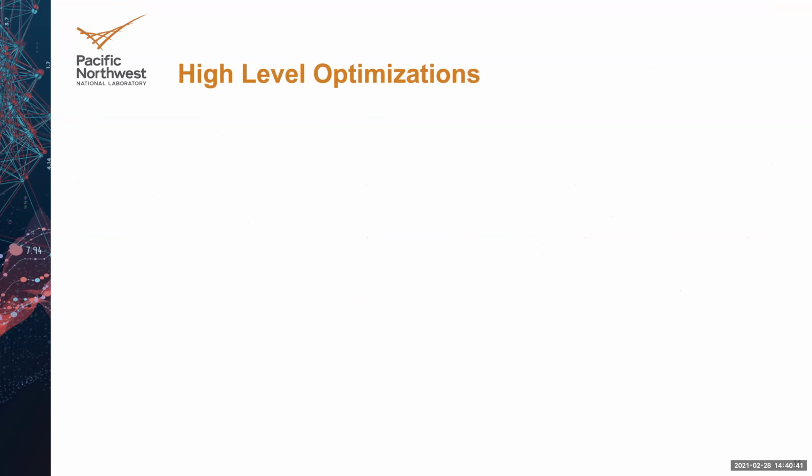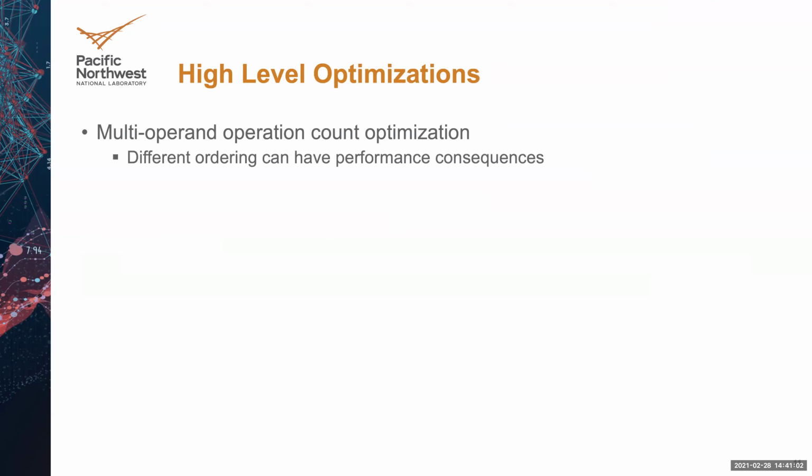After this formulation, we also leverage several high-level optimizations. Since we are targeting NWChem as an application, and in NWChem there is a chain of tensor contraction operations, we look at how we can optimize these operations, because it is important to choose the optimal ordering among the tensor contractions for performance.